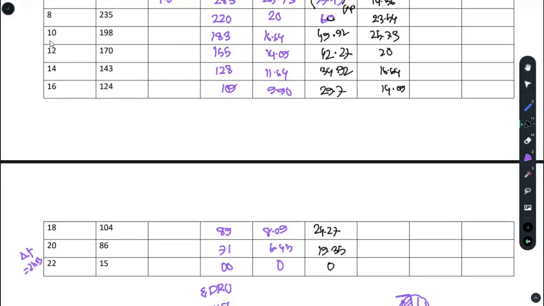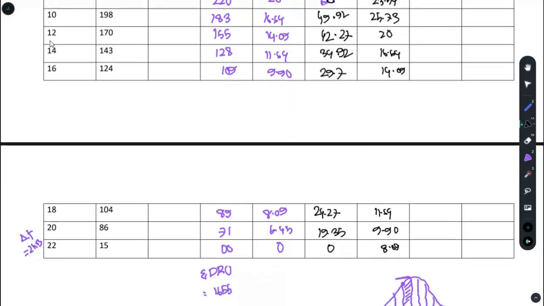Later I write 11.64, then 9.90, then 8.09, and then 6.45. It will get an extended base period, and I will get another value of 0. So it would be for 24 hour, and it would be for 26 hour.